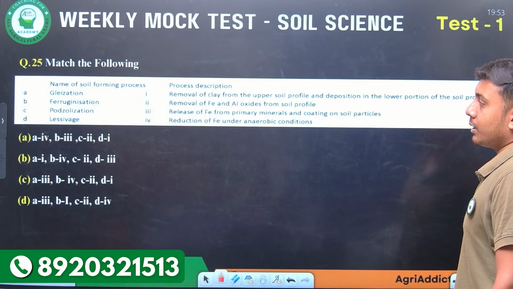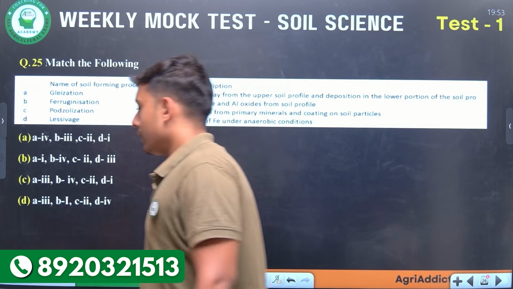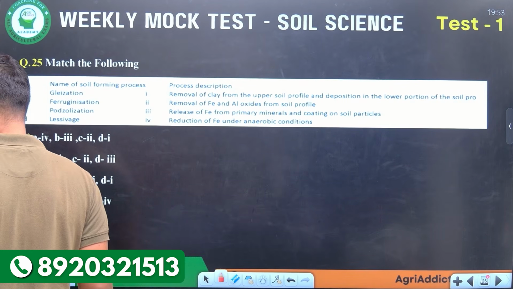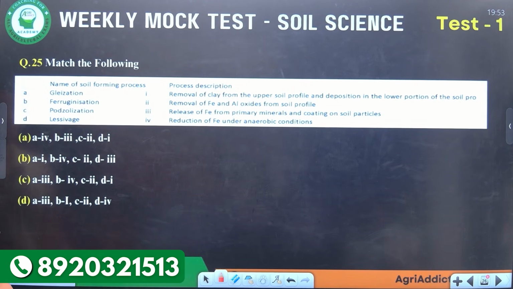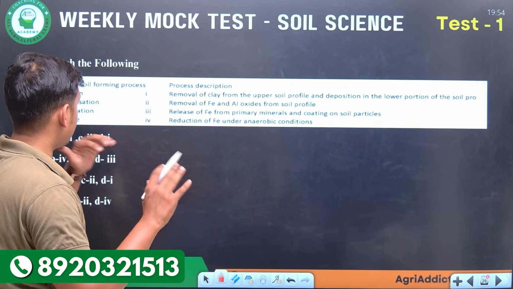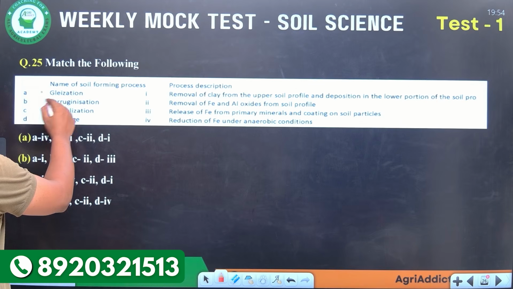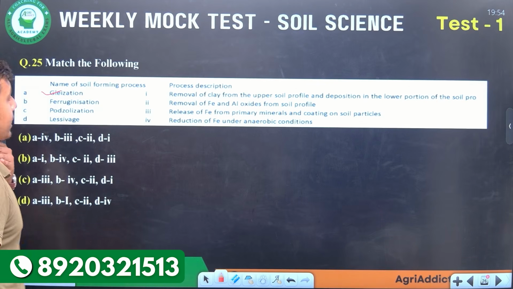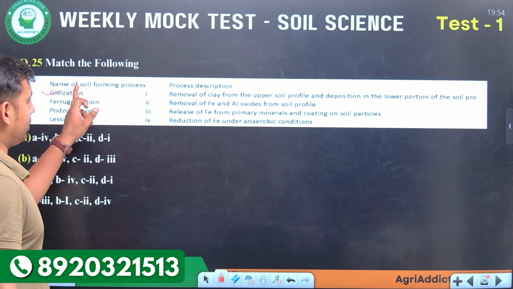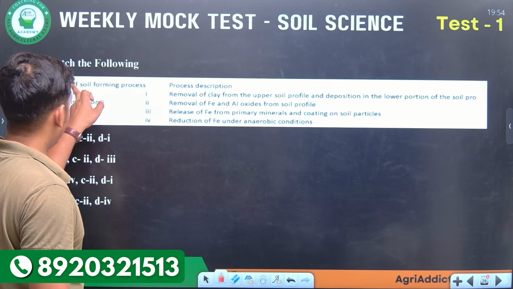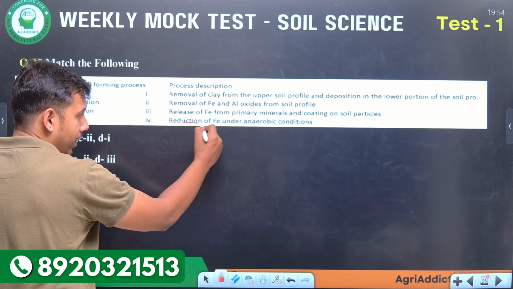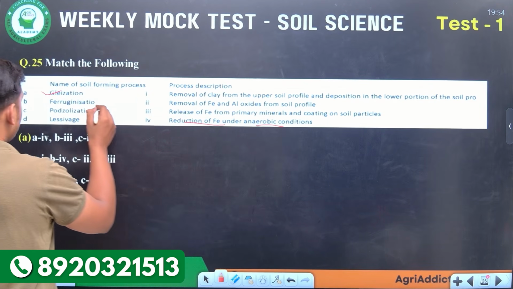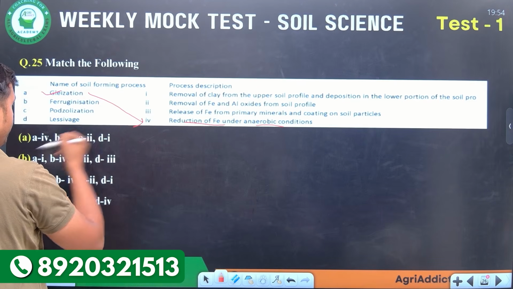Now comes the next question. This is a matching question. Match the following. First, take a look at that. Here are some processes of soil formation. First, gleization. What do we know about gleization? It is the reduction of iron in anaerobic conditions. So gleization will be option 4.